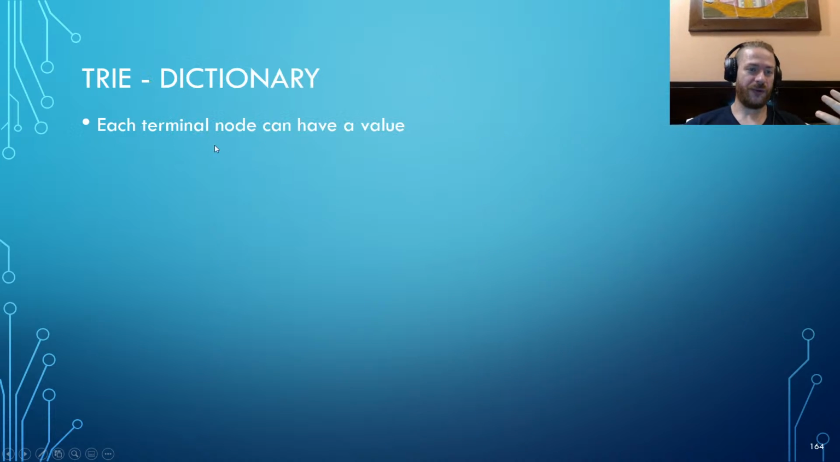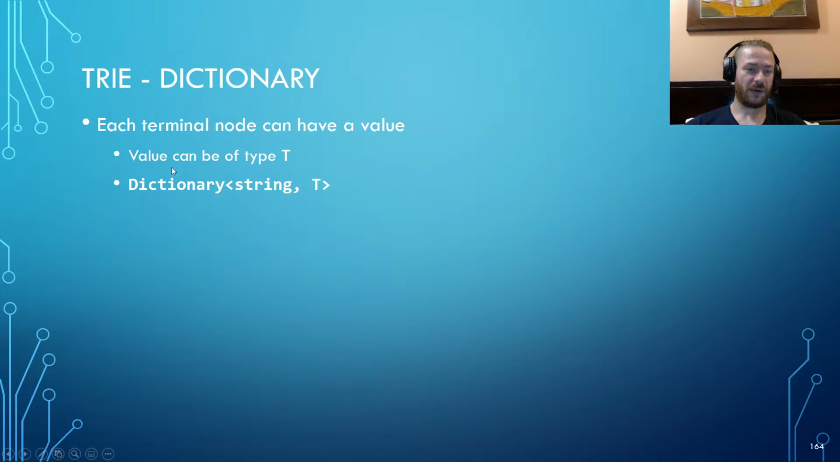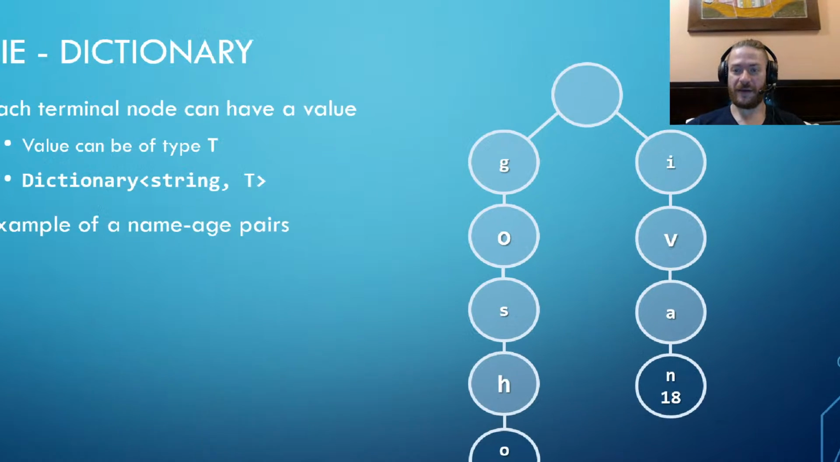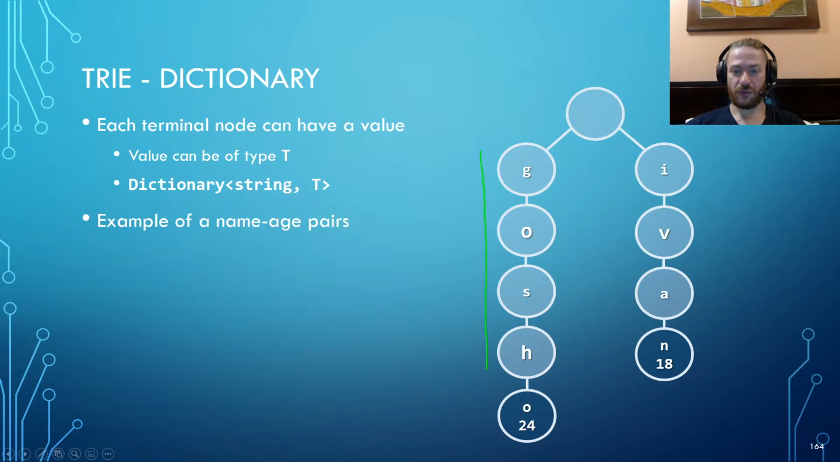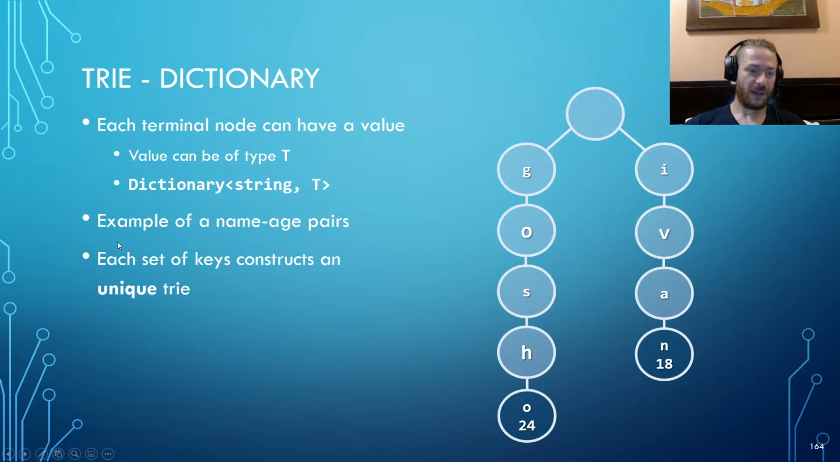Each end node, terminal node, may have a value, and this way you can build a dictionary. For example, you can build a dictionary of string to a cat. If we have an example of name age pairs, we may have Goshu with 24 here and Ivan with 18 here. And each set of key will construct a unique tree.